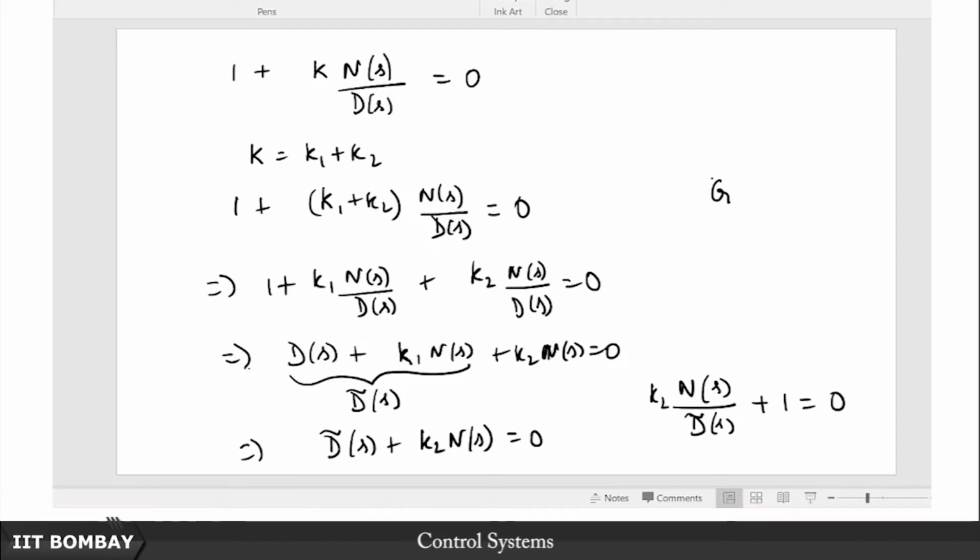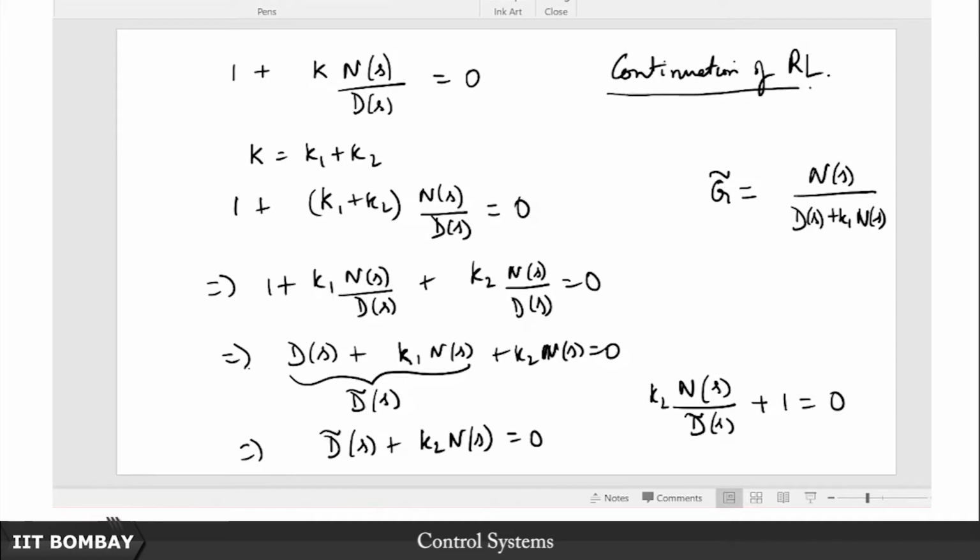In other words, we are looking at a modified open loop transfer function given by N(s) upon D(s) plus k1 times N(s). So it is as if this is a fresh start. This is the idea that we call continuation of root locus, and we use it to good effect. We now treat this as the modified root locus of this G tilde, and then we apply the angle of arrival and departure conditions to the poles.